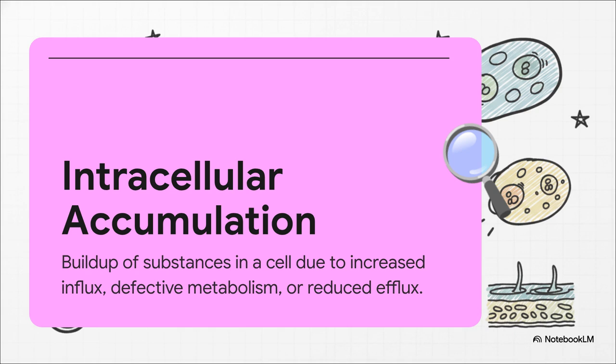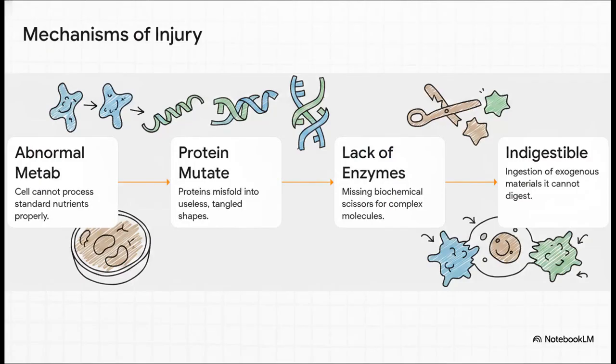And these can be normal everyday materials or completely abnormal ones, just shoved into the cytoplasm, the organelles, or even the nucleus itself. There are really four primary ways that normal, healthy cells get overwhelmed like this. First up is abnormal metabolism, where the cell just can't process standard nutrients properly. Second, we have mutations that cause proteins to misfold into these useless, tangled shapes. Third is a genetic lack of specific enzymes, which basically means the cell is missing the biochemical scissors it desperately needs to cut up complex molecules. And fourth, the cell simply ingests exogenous, outside materials that it has absolutely no way to digest.